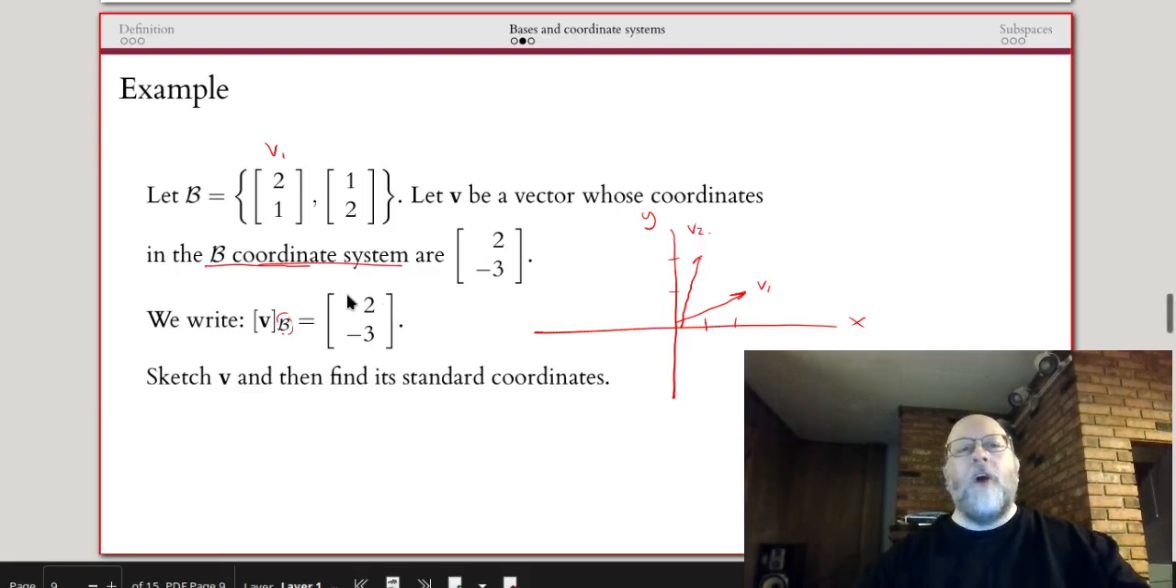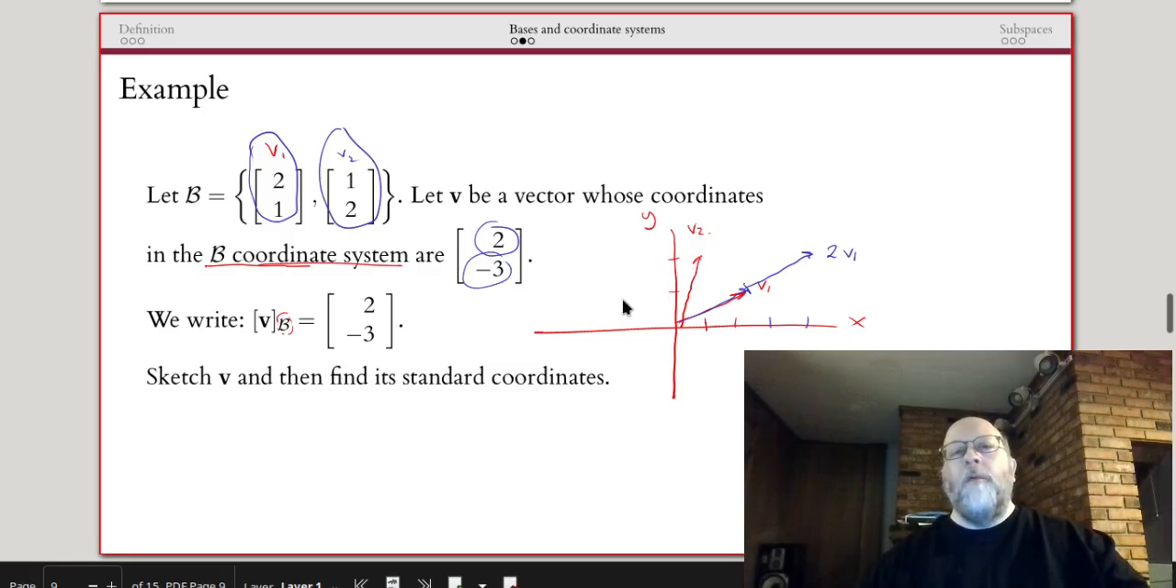Since we're working in this alternate coordinate system, 2 doesn't mean 2 units in the x direction. It means 2 units of v1. So this is going to be 1. And then the second one is going to take me out to here. So that's 2 times v1. And then the -3, instead of being -3 in the y direction, is -3 copies of v2.